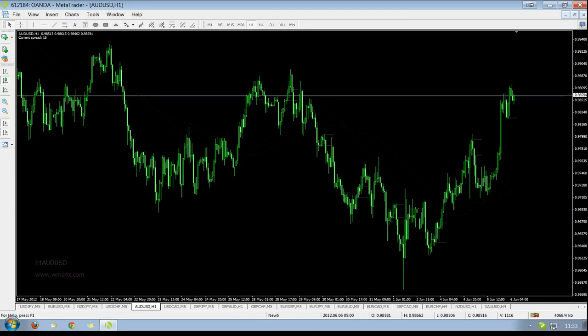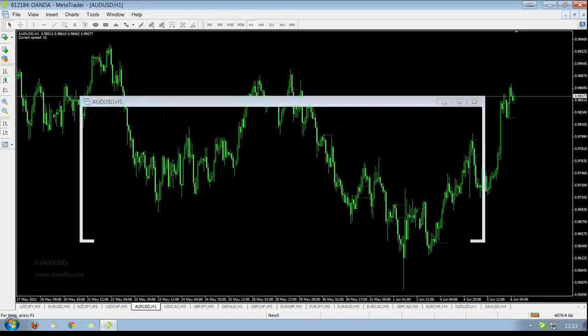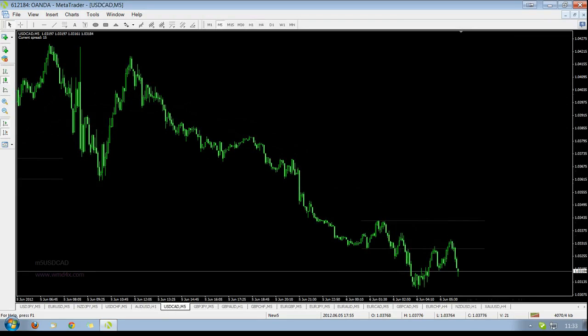Okay, what if the pair has reached its daily range at a previous high that was on a weekly chart? All right. Look, it's exactly the same, right? You're looking at a historical level, right?